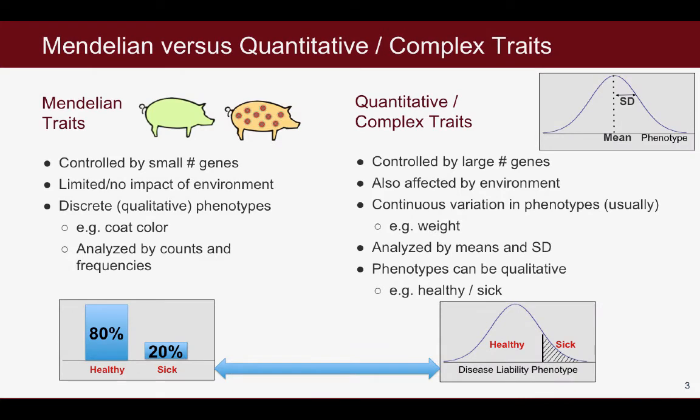In this module, we will focus on quantitative traits, which include many of the traits that we're interested in livestock, including many disease traits, even those that are recorded in a discrete manner, for example, sick versus healthy. And the distinction between these Mendelian and quantitative or complex traits we discussed in module 2.2.3, with quantitative traits being affected by multiple to many genes or QTL, along with external or environmental factors.